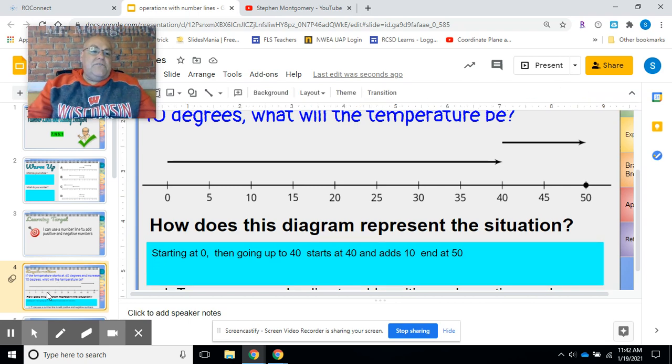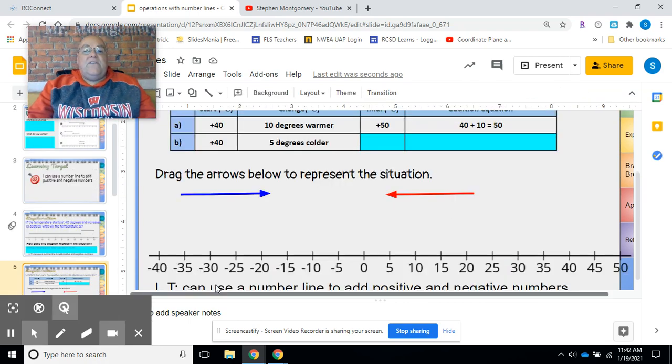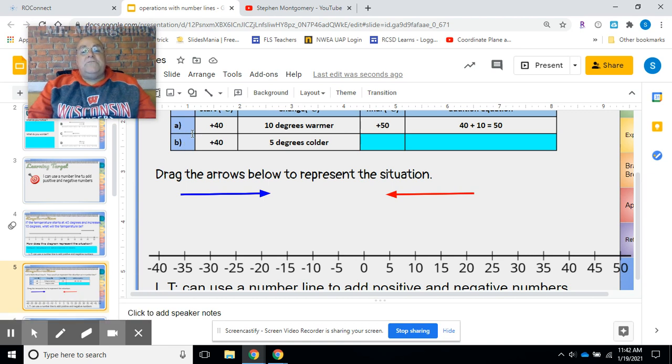So how are we going to carry this over? Let's go to slide number 5. Here's what we did. We started a chart and we put that first problem in there. It started at 40. It got 10 degrees warmer. It ended at 50. And we wrote an addition equation for it. So now we're going to use these arrows and we might have to change sizes to model the next one. It says 40 degrees is its start. Since it's a positive 40, I'm going to use a blue arrow because I've got to go in the positive direction. In this case, the arrow's not long enough, so I'm going to have to drag it so that it goes to 40.